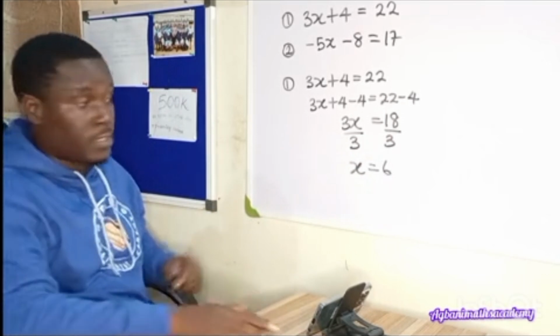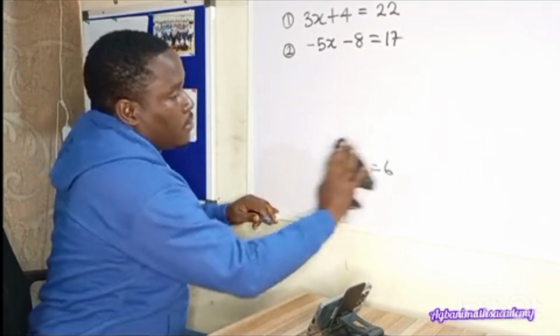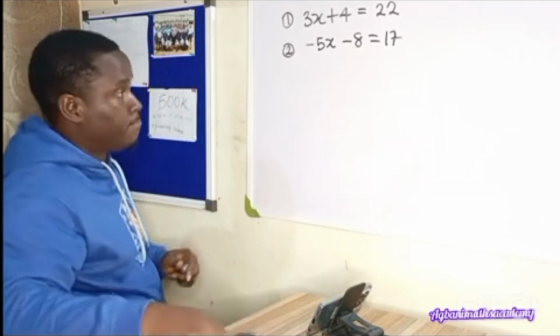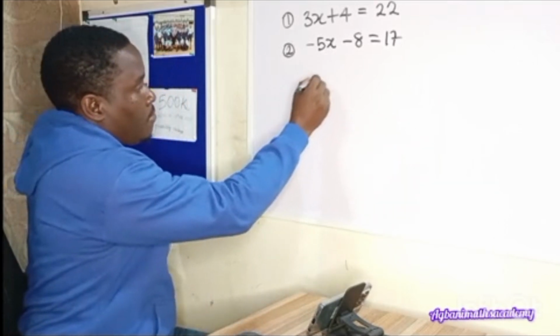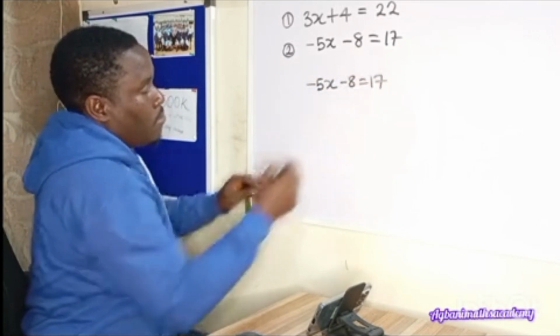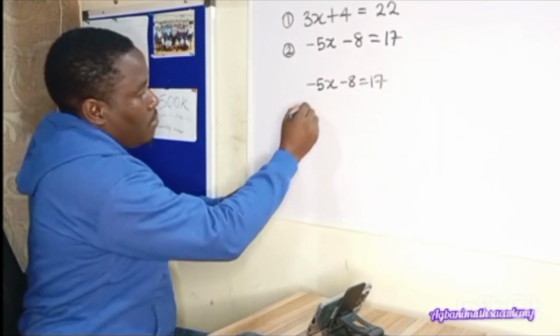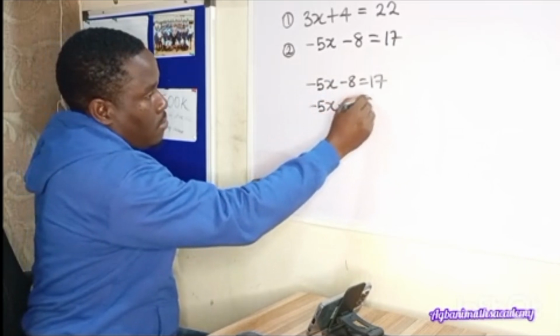Okay, that's correct. Okay, let's look at the second one. Negative 5x minus 8 equals 17. So you're supposed to do the opposite. Negative 5x minus 8 plus 8 equals 17 plus 8.